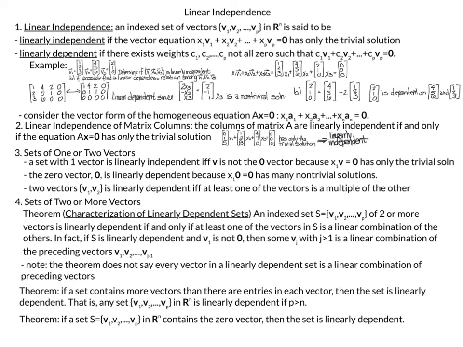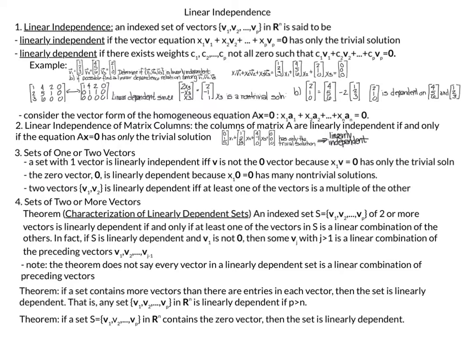We will look at the special case of one or two vectors. First, if there's only one vector, this is linearly independent if and only if, that's what the iff is, if and only if v is not the 0 vector, because if we have x1 times v, remember v is not equal to 0, is equal to 0, that must mean x1 has to equal 0, and that's the only possibility, so it has only the trivial solution. The 0 vector is linearly dependent because x1 times 0, no matter what x1 is, it's always equal to 0, so there are many non-trivial solutions.